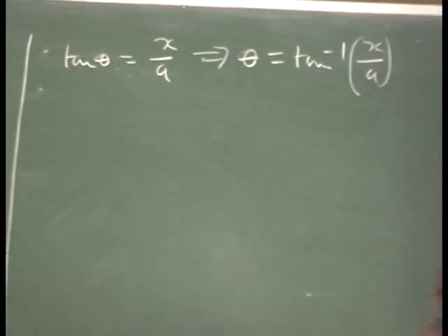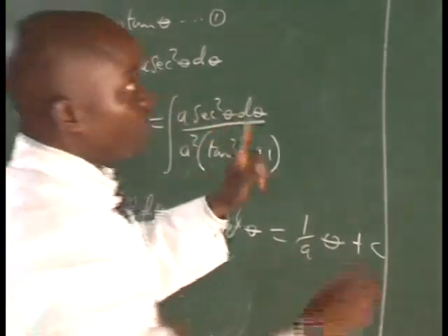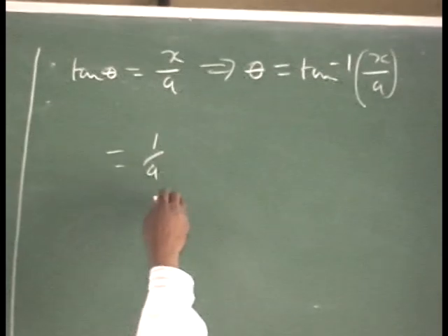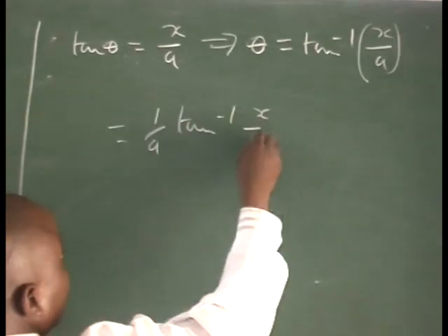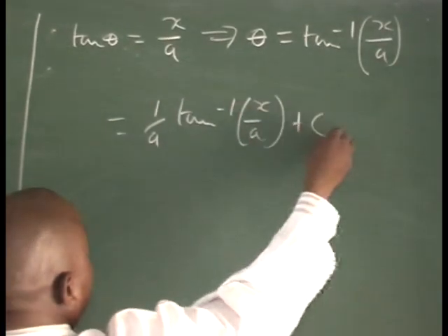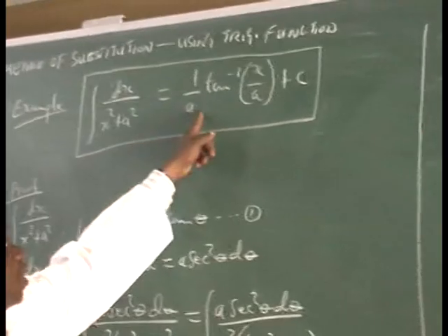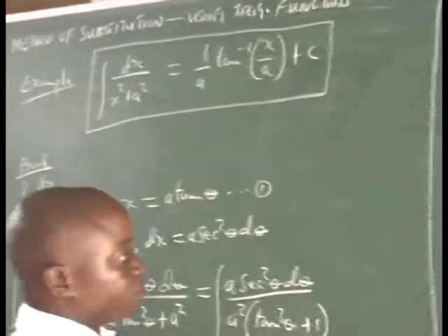So if you bring that and fix it here in the place of theta, you will have that equal to 1 all over a tan inverse of x all over a plus c. Okay, so that gives us this proof we are able to show. Now let's take an example.